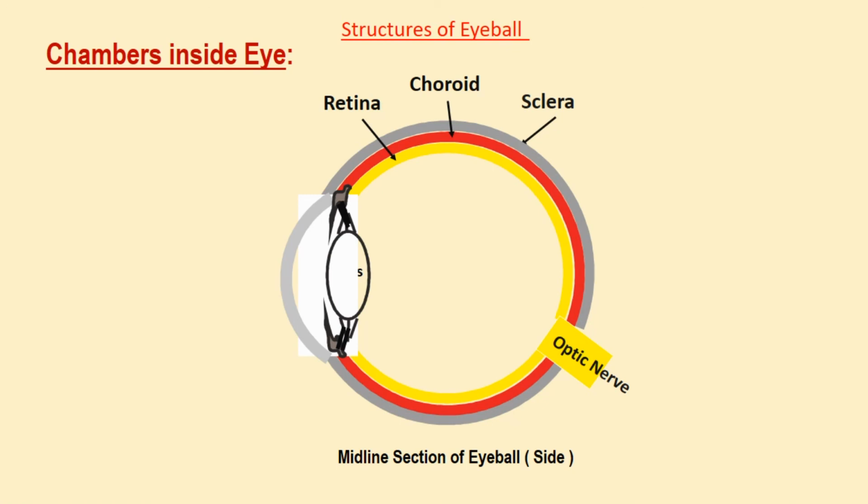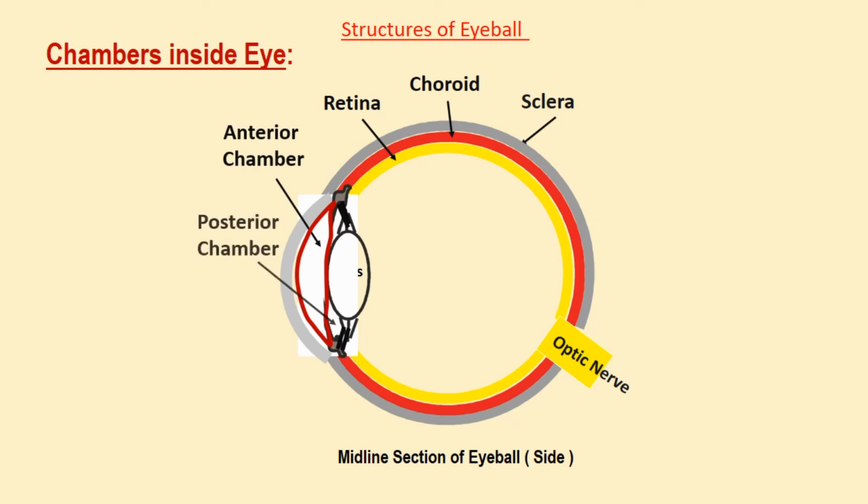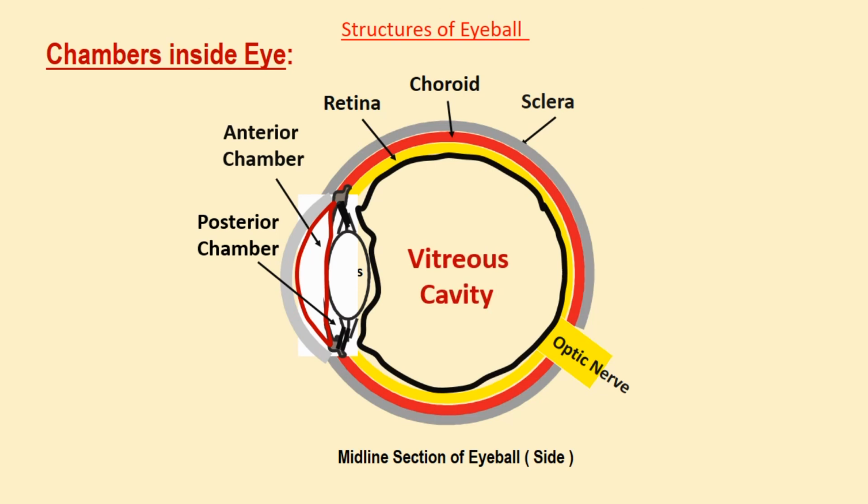If we carefully look at the side section of the eyeball, we will be able to see that there are 3 spaces or chambers inside the eyeball. At the front is the anterior chamber, then the small posterior chamber at the middle, and a large space behind called the vitreous chamber or vitreous cavity. These chambers or spaces inside the eye are not empty but filled with substances.